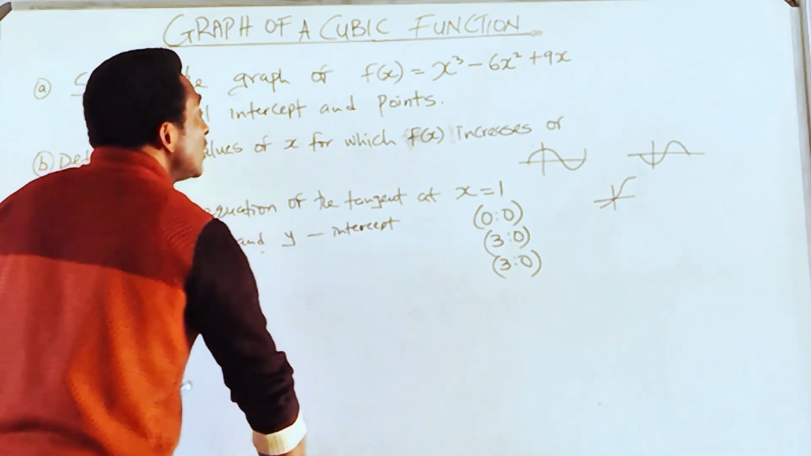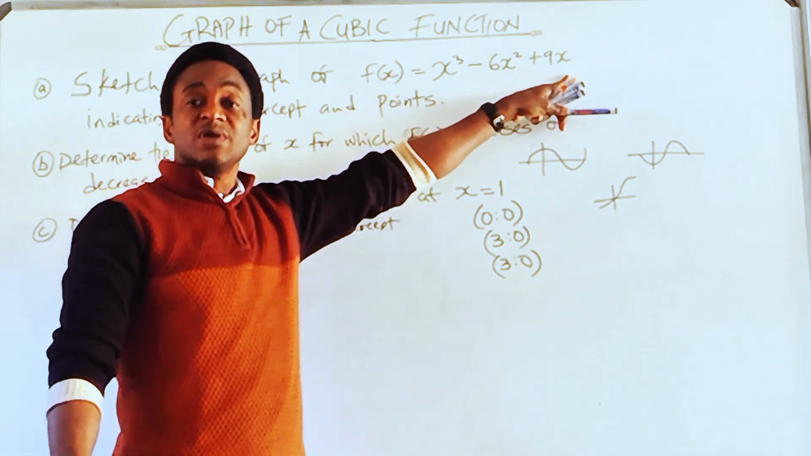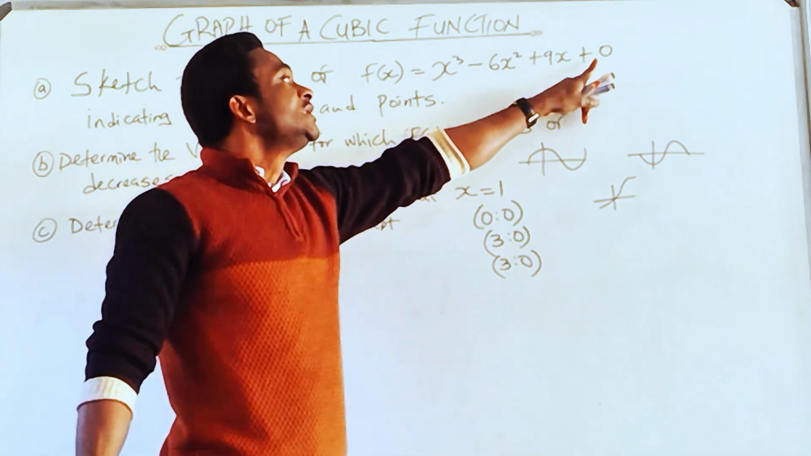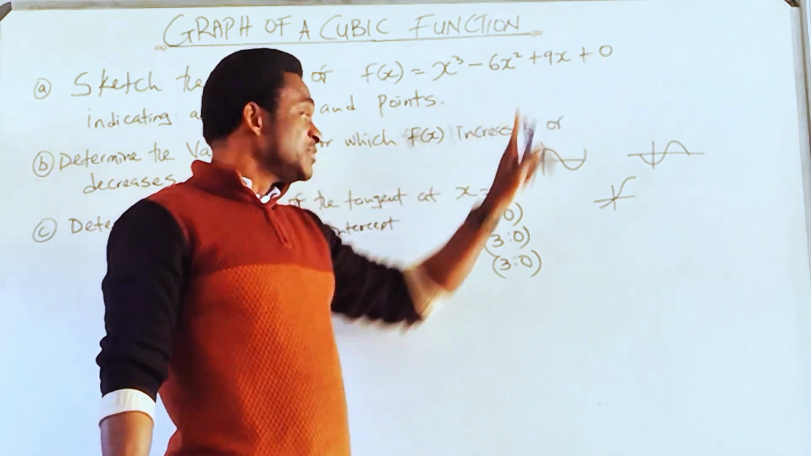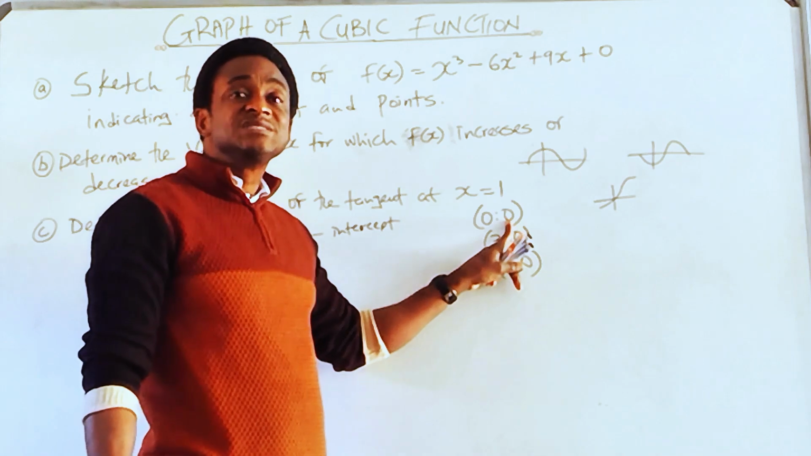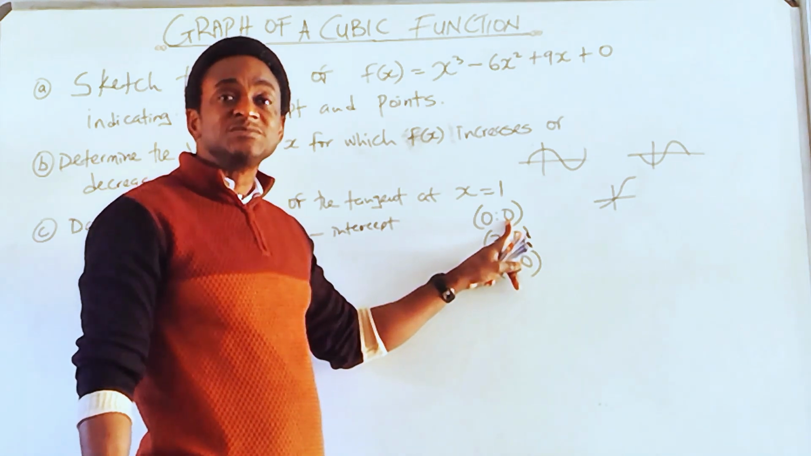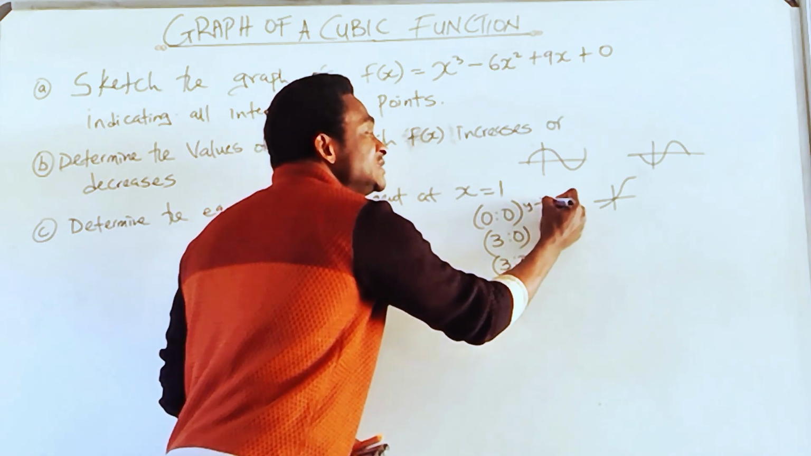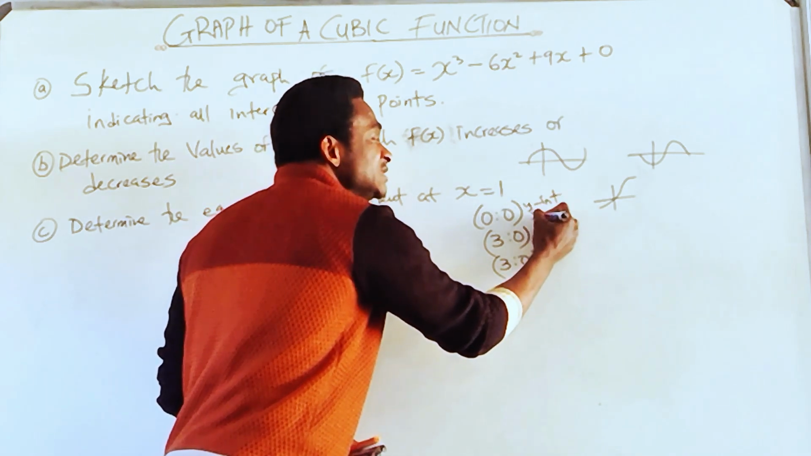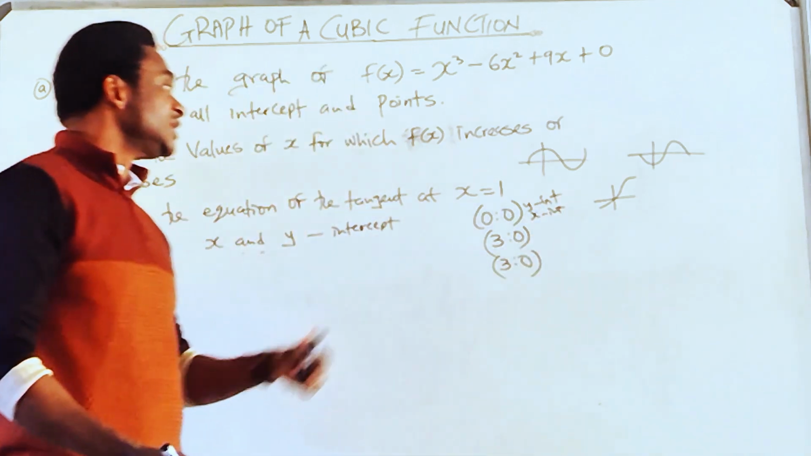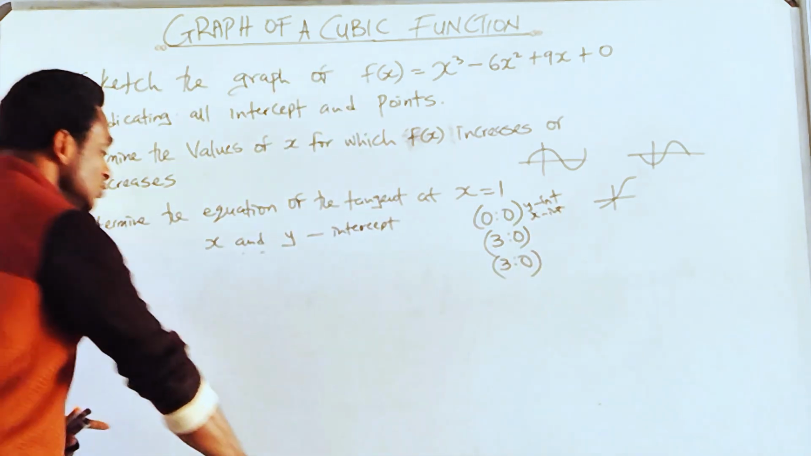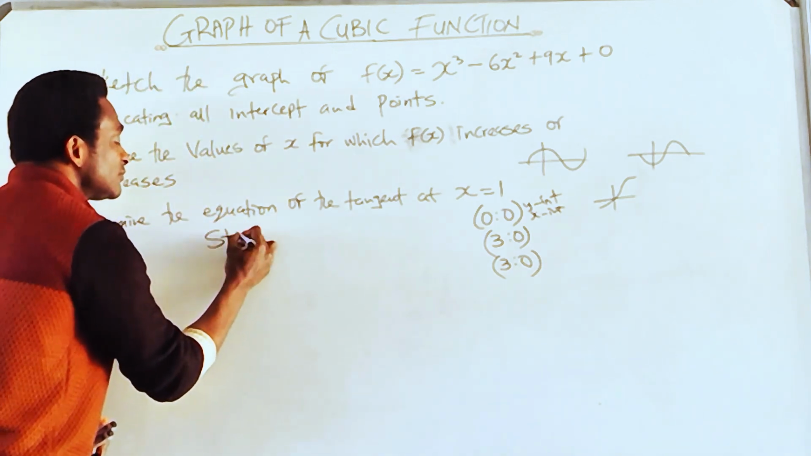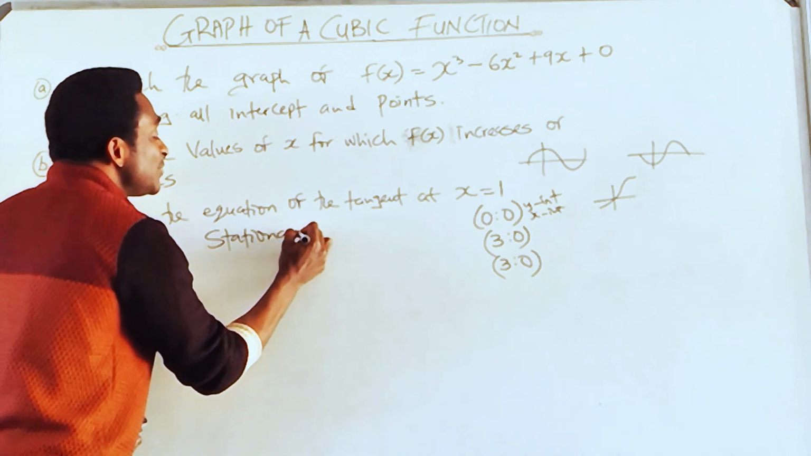Now let's go to the y-intercept. The y-intercept is always the constant in every equation. Here we don't have a constant, which means our constant is 0. And remember, at the x-intercept y is 0, and at the y-intercept x is 0. So this will be our y-intercept as well as one of the x-intercepts. So we've gone through the first one. The second one is our stationary points. So let's go through our stationary points.